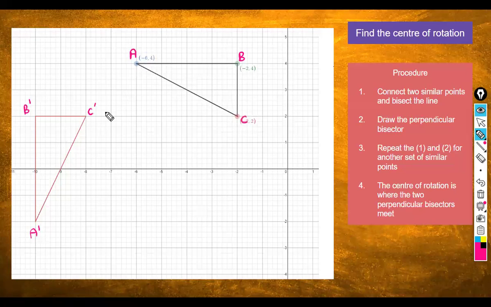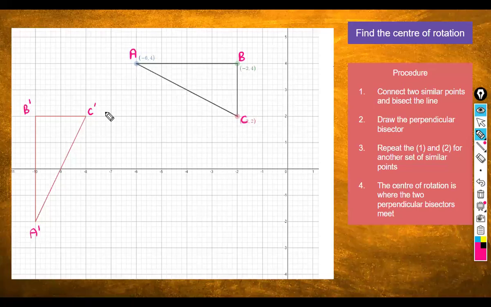It looks like this triangle has already been rotated. So A, B, and C was rotated by a certain amount of degrees. We don't know how many degrees it was rotated by, and it was rotated about a certain point. We do not know the point. So guess what the aim of the question is? We have to find out where the center of rotation is and how many degrees it was rotated by.